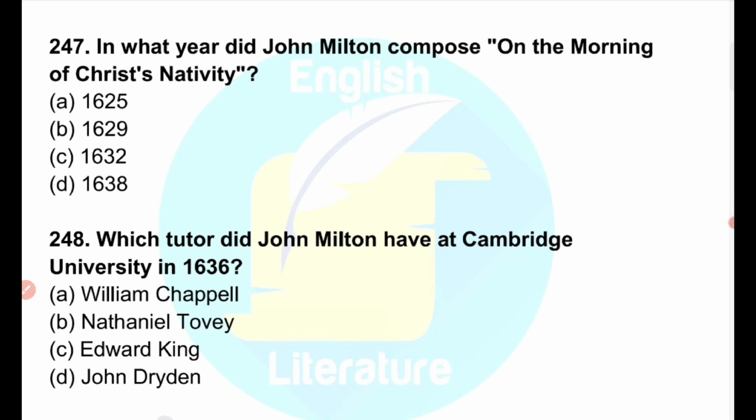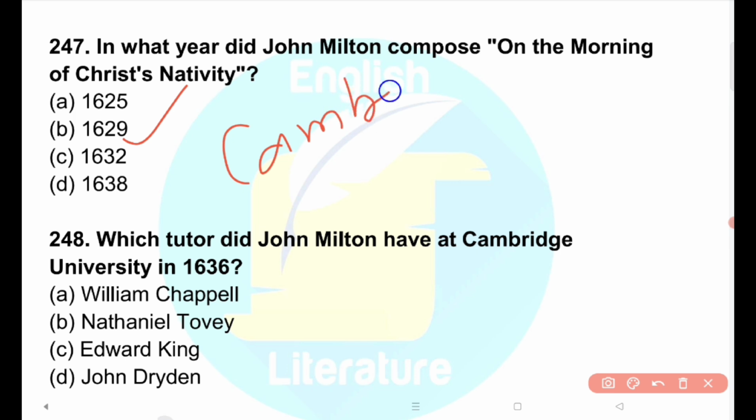In which year did John Milton compose On the Morning of Christ's Nativity? In 1629. The ode was written in 1629 while Milton was studying at Cambridge. It was one of several well-known shorter English poems he wrote there. He was 21 years old. It is a celebration of Christ's birth and is considered one of Milton's earliest great works.